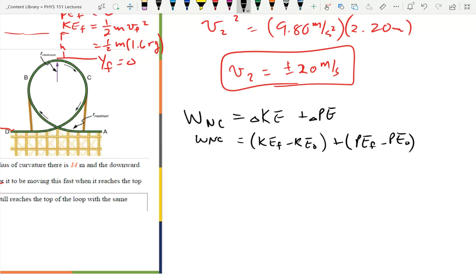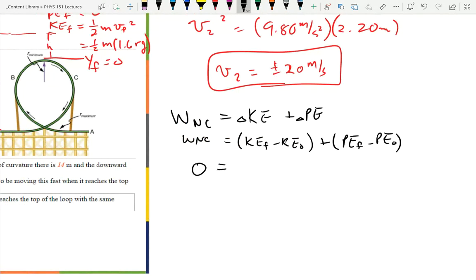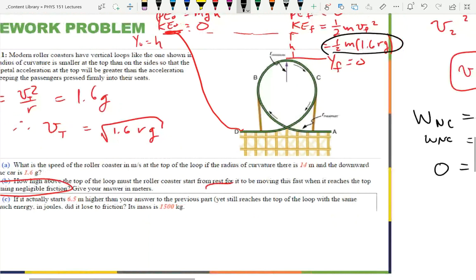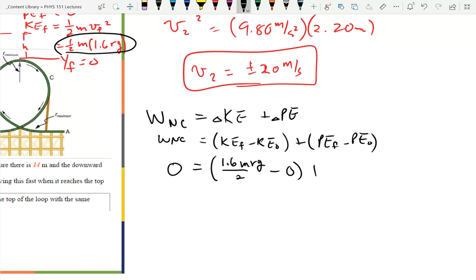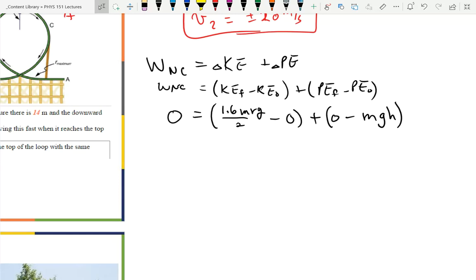We had identified, as indicated by this circle, that work non-conservative is 0. Kinetic energy final was 1.6 mRg over 2. That's just taking this and putting the 1.6 where the 1 is. Minus kinetic energy initial, that was 0. Plus potential energy final, that was 0. Minus potential energy initial, mgh. I'm trying to solve this for h.